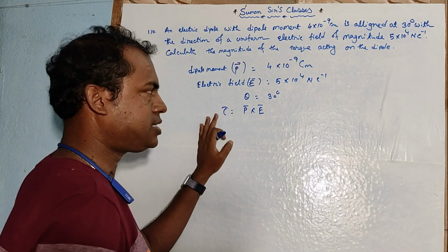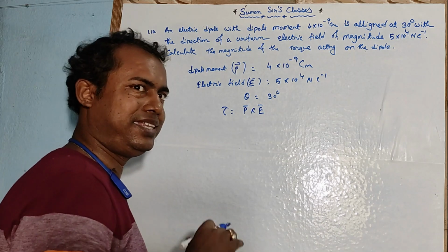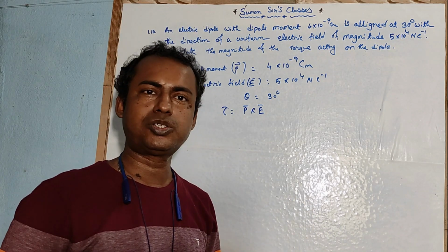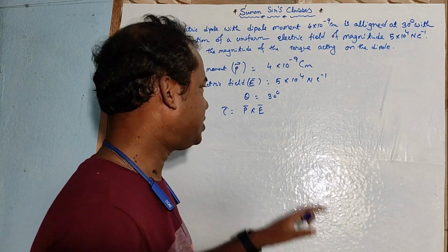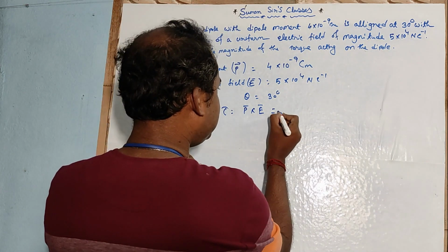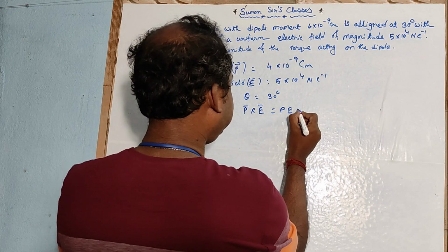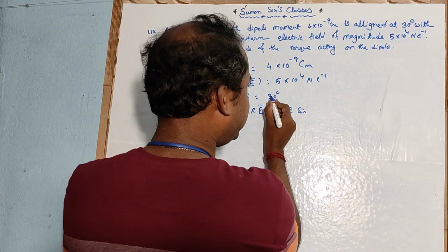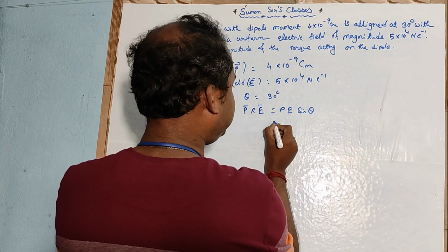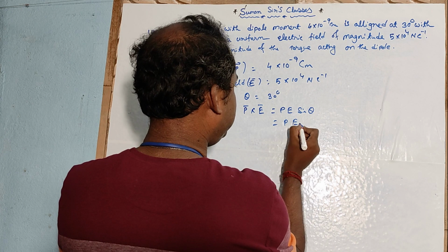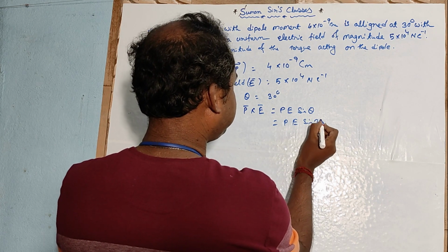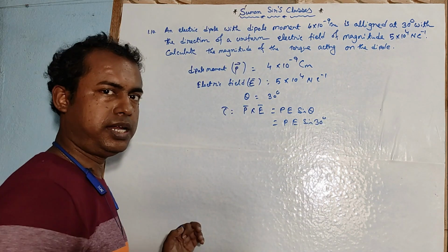Okay, so this is the relation P cross E. Generally we know that A cross B equals AB sin theta. In the same way, P cross E means PE sin theta. Here theta equals 30 degrees, so PE sin theta may be written as PE sin 30 degrees. Is it clear now?